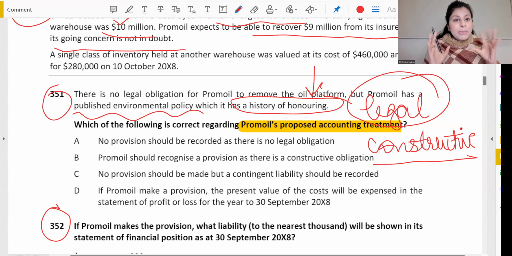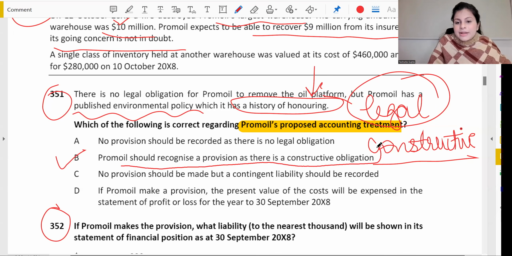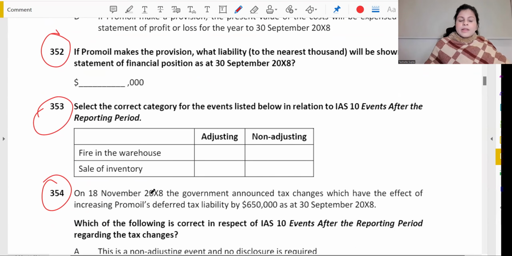Obligation is not always legal by law. It's also constructive. Constructive means that you have been saying this on your website, you've been saying this in your marketing, or maybe not saying this, but you've been doing this as a practice. So that is constructive obligation. So what's my answer to this? B. Promoil should recognize a provision as there is a constructive obligation. Done.